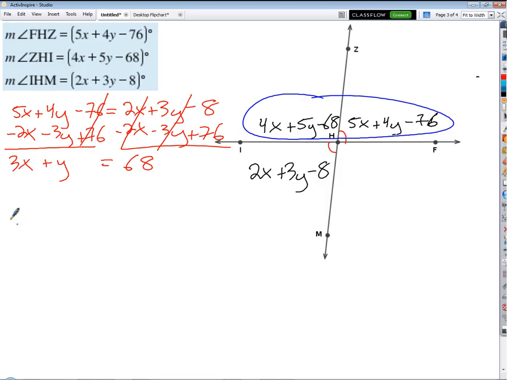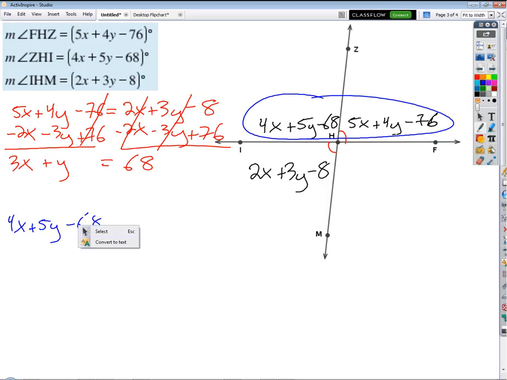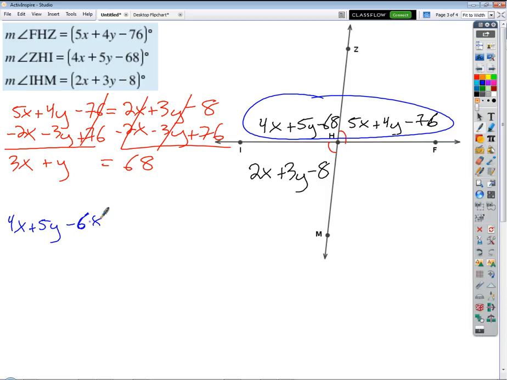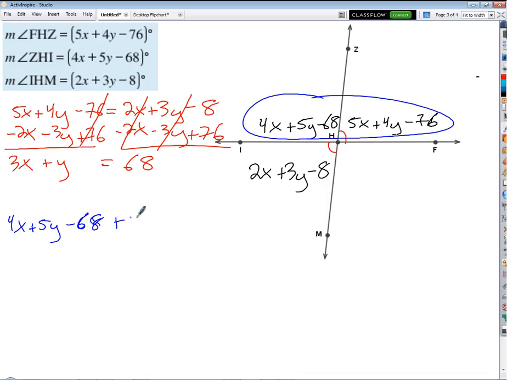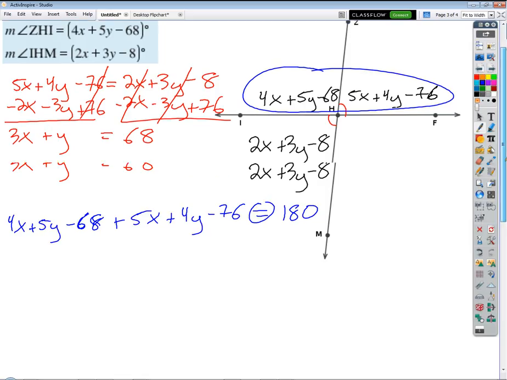So 4x plus 5y minus 68 plus 5x plus 4y minus 76 equals 180. Same drill. We just want to get the x's and the y's on one side, the numbers on the other side. So this time, here's my equal sign. All the x's and y's are already on the left. I'll just combine like terms. 4x plus 5x is how many x's? 9x.